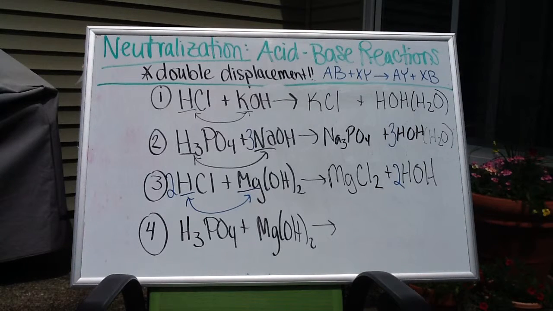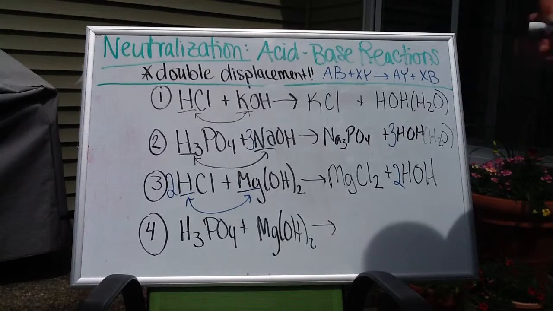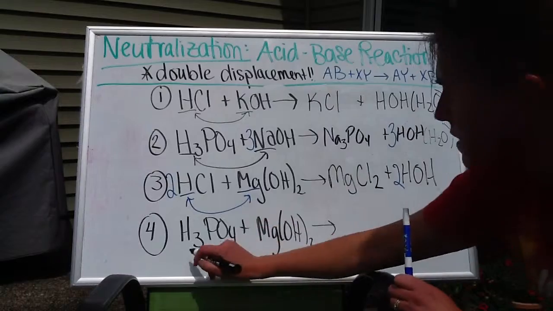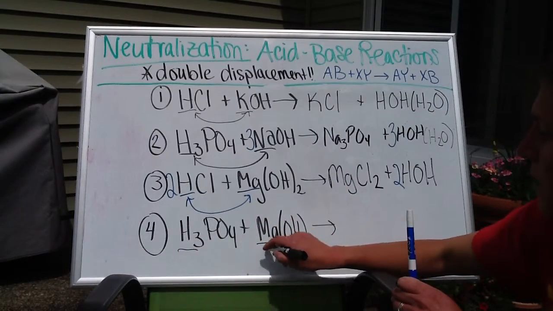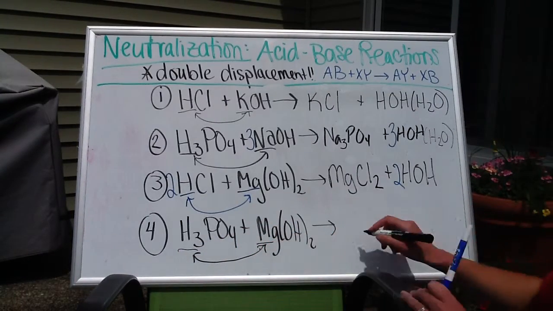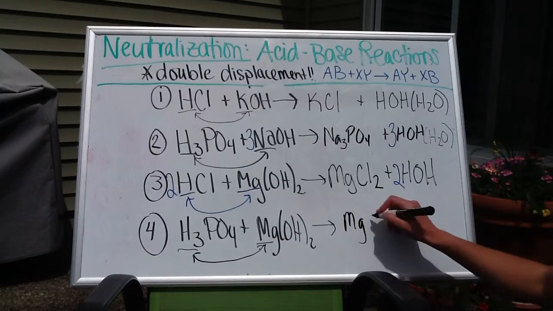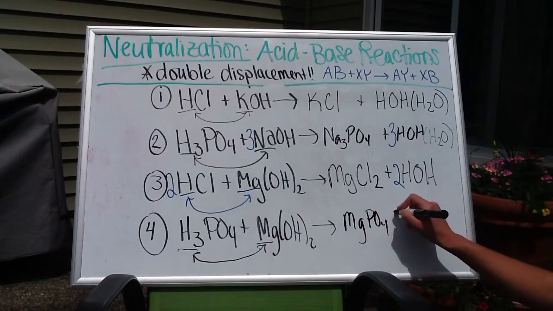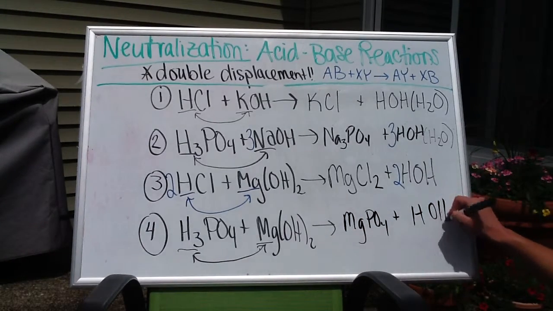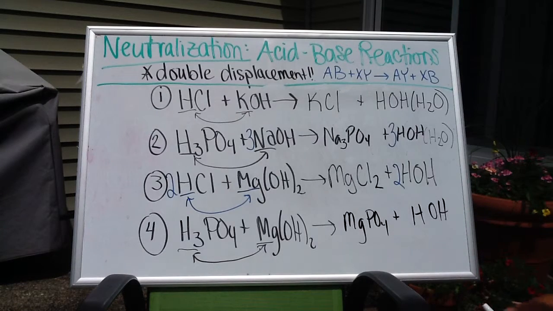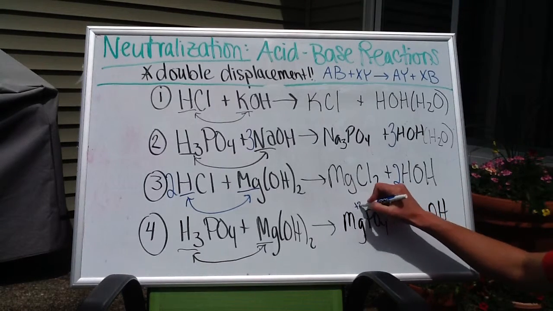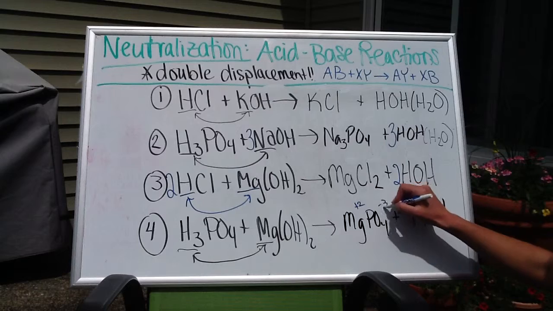Okay, last example. This one is H3PO4 and Mg(OH)2. So I'll do the same thing. I'm going to switch places. My H and my Mg are going to switch places with each other. So the Mg is going to go with the PO4, and the H is going to go with the OH. I'm going to consider charge. Magnesium is +2. Phosphate is -3.